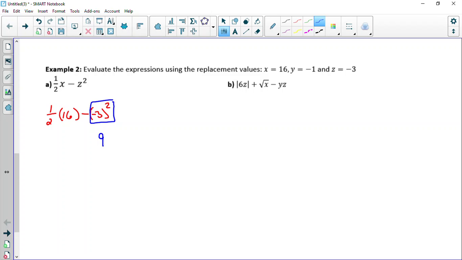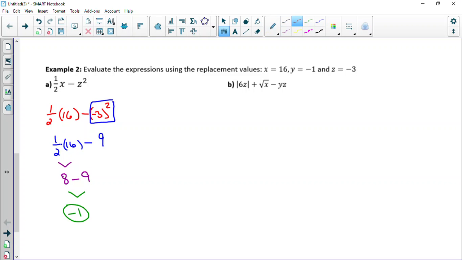Now, this subtraction sign is going to come down because it was separate from that negative. So I'm going to bring down my subtraction sign, and then I can bring down my 1/2 times 16. Right, now I've got multiplication and subtraction, so I'm going to multiply next. So 1/2 of 16 is 8 minus 9, and then I can go ahead and subtract those, and I get negative 1. Right, one more problem, and then we are done with our notes.